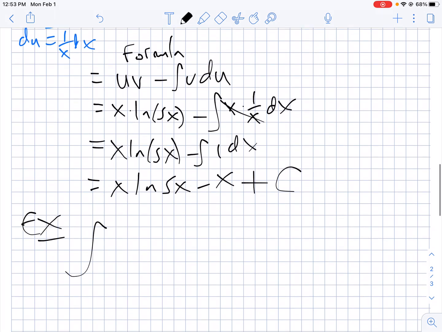Let's go ahead and try integrating x squared e to the x. And you might want to go ahead, pause the video, try this problem on your own, see how far you can get.